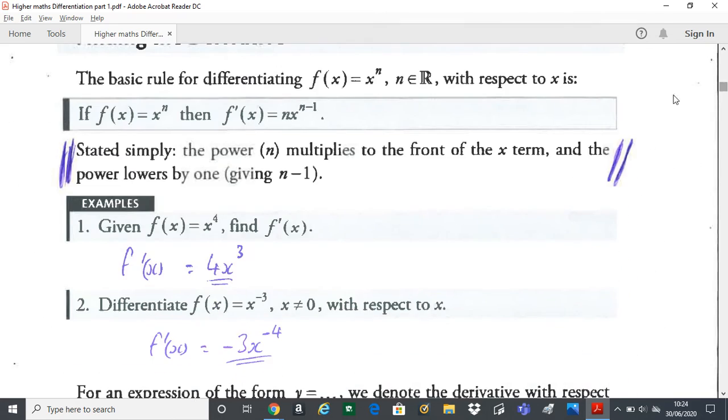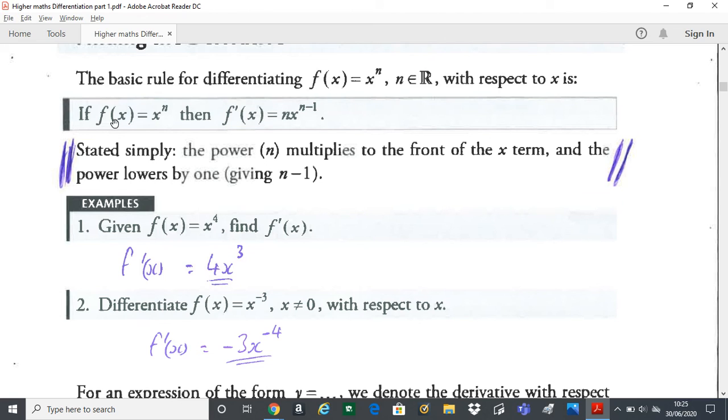So let's have a look at the basic rule for differentiation. If we have f of x equals x to the n, so we might have f of x equals x cubed, and we're going to differentiate with respect to x, that means we're going to differentiate the x terms. What we would do is bring the power to the front and then drop the power by 1. So if we had f of x equals x cubed, we bring the 3 to the front and reduce the power 3 by 1, so we'd end up with 3x squared.